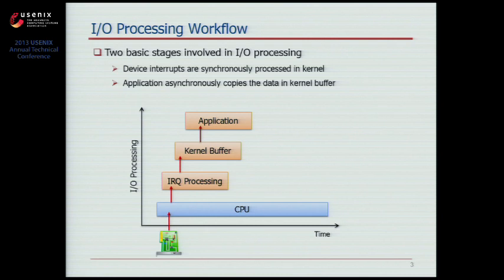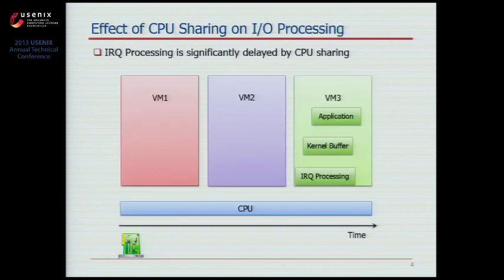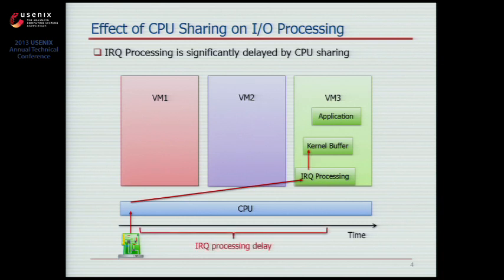If the OS is directly running on a physical machine, the I/O processing delay is negligible. However, if the OS is running on a VM sharing the same core with other VMs, the IRQ processing can be delayed significantly because the VM may not be running when the I/O event occurs.